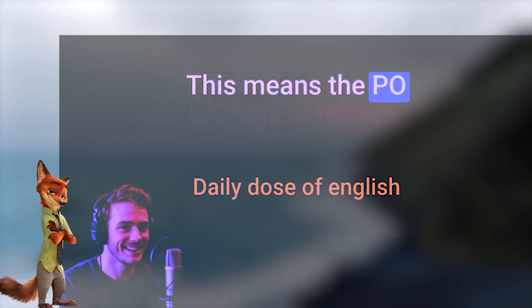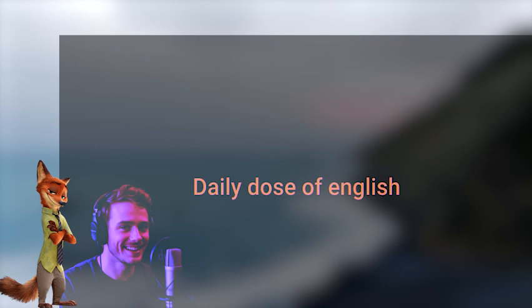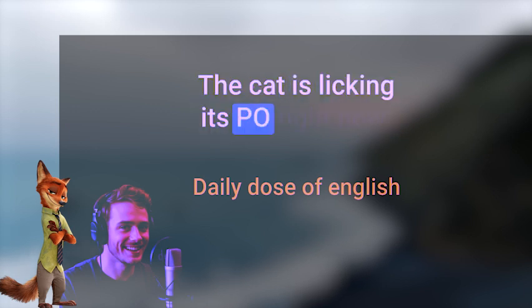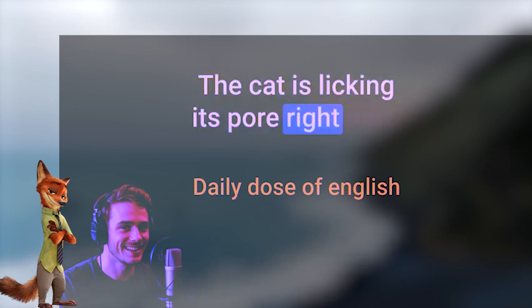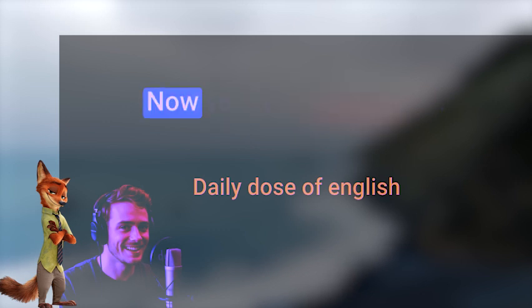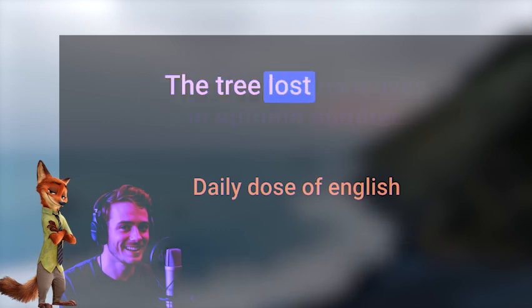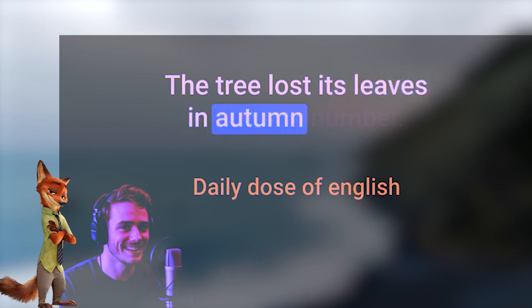Correct. The cat is licking its paw right now. This means the paw belongs to the cat. The cat is licking its paw right now. Now you repeat. Incorrect. The tree lost its leaves in autumn.